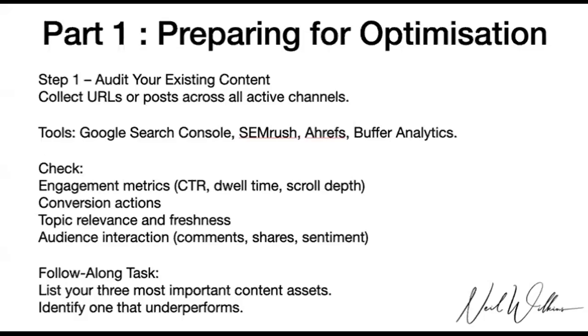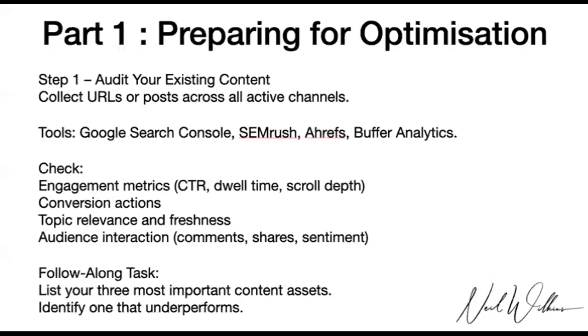So we're going to go through a number of different sections or steps here, so that step by step you are able to put this into practice. Because it's all very well saying, oh yes, optimize your content using AI tools, but you then have to think about, okay, how do I do that? So that's what we're going to cover now. So step one is the audit of your existing content. This is preparing for optimization. You can't just start optimizing. You've got to audit your existing content.